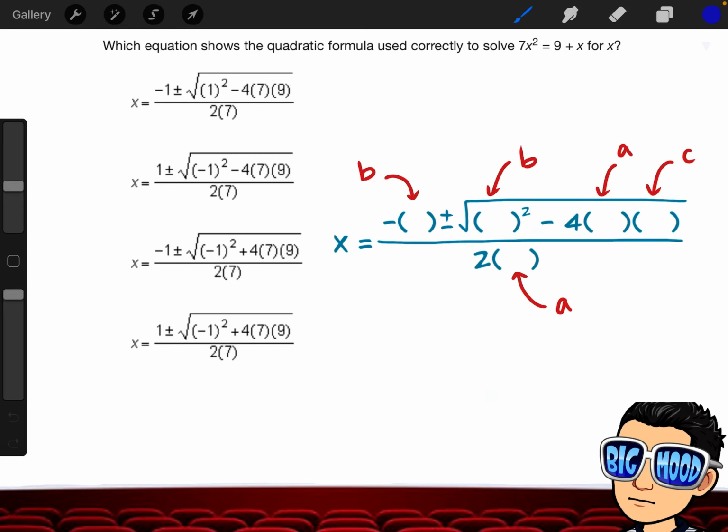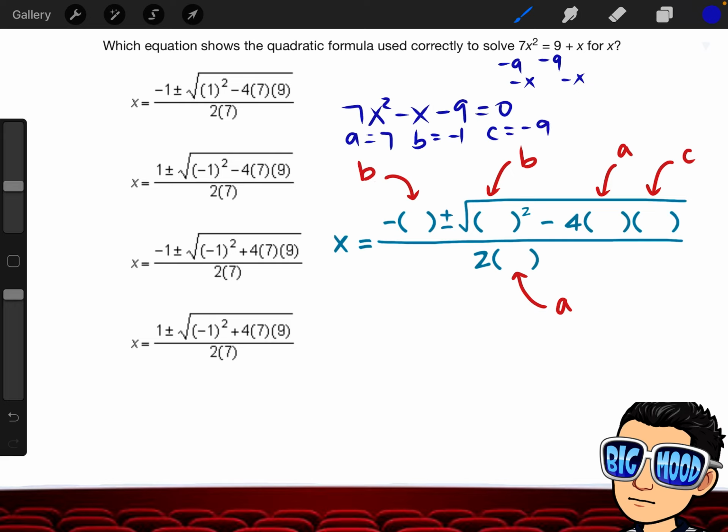All right, so first of all, you want to set one side equal to 0. So I'm going to subtract 9 on both sides, and I'm going to subtract x on both sides. So I'm going to rewrite my equation as 7x squared minus x minus 9 equals 0. Okay, so we know that a is equal to 7, b is equal to -1, c is equal to -9.